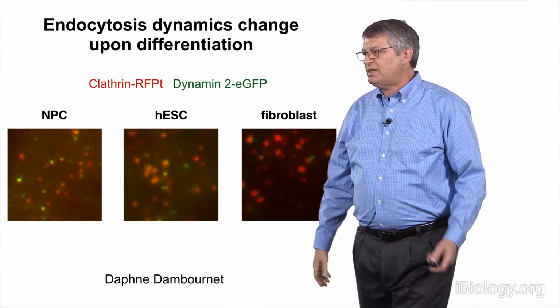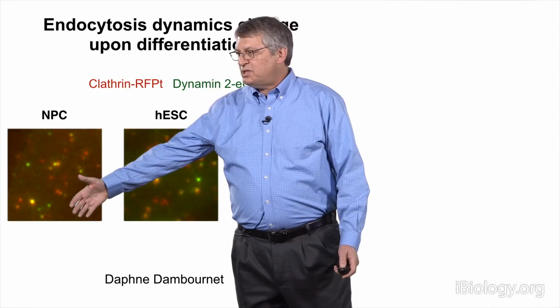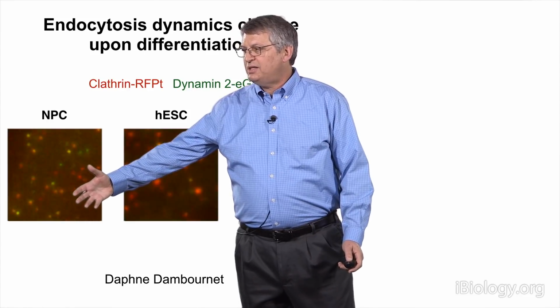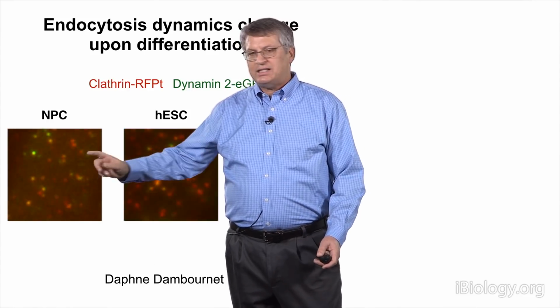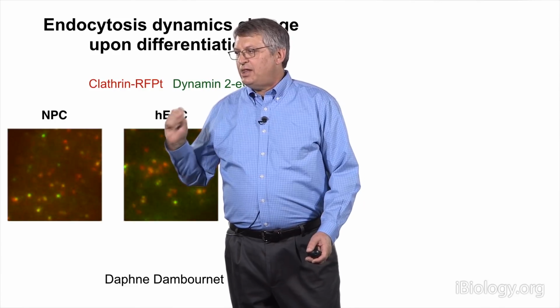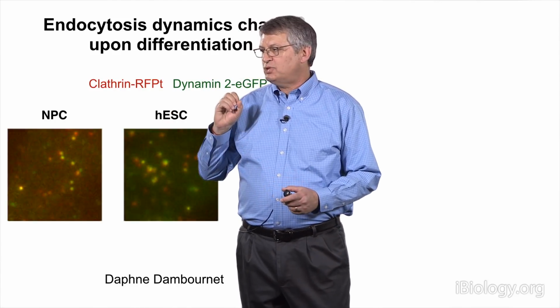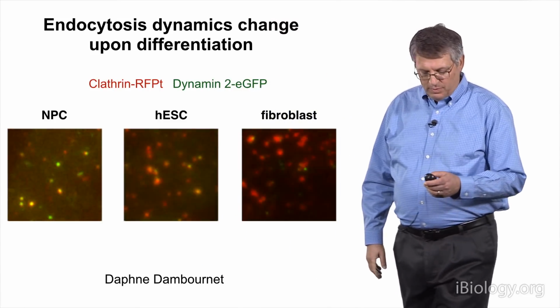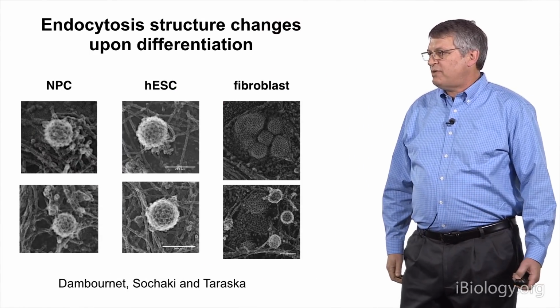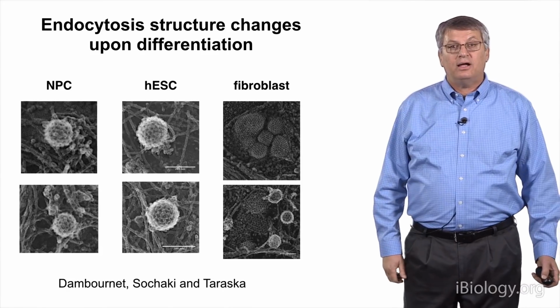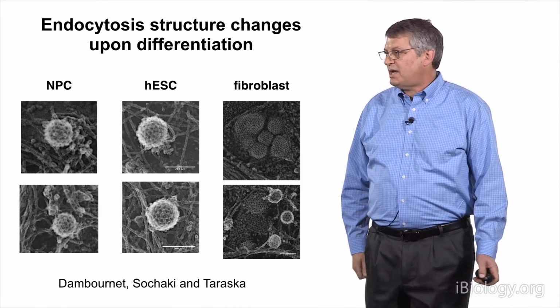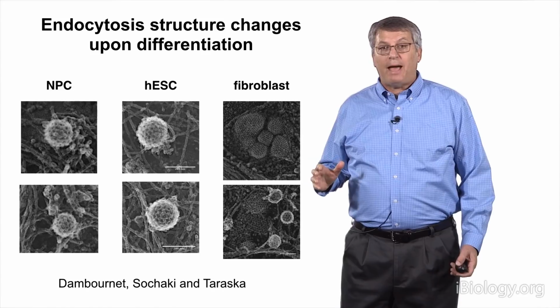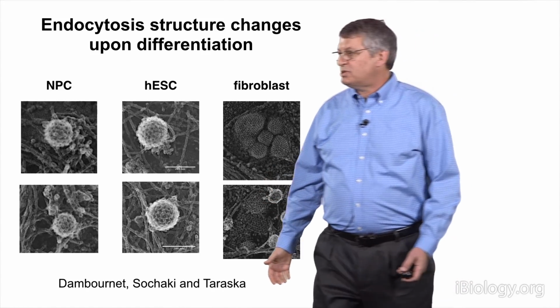Each of those green flashes is recruitment of Dynamin, suggesting that these are large, perhaps plaques of Clathrin that are making many endocytic vesicles. The neuroprogenitor cells were really interesting because they had a completely distinct phenotype. They had the fastest endocytic events we could see, and they were very small sites that were just making Clathrin and then Dynamin very quickly.